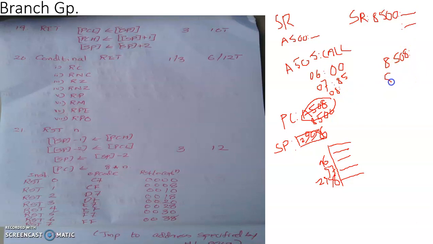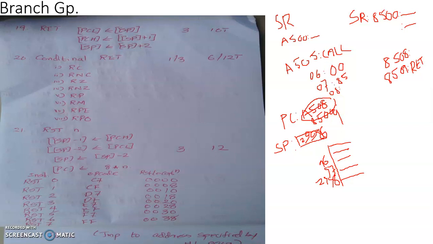Then I will have an instruction at 8509 asking the processor to return to the main program. That instruction is return, RET. Once this is decoded, the processor will identify that it is asked to return to the main program. Then it will have to replace the present address 8509 in the program counter with the address that was saved to the stack memory locations, which happens to be A508.